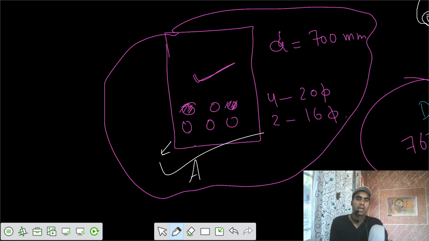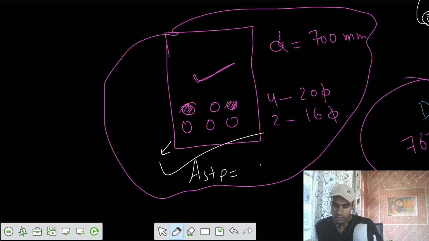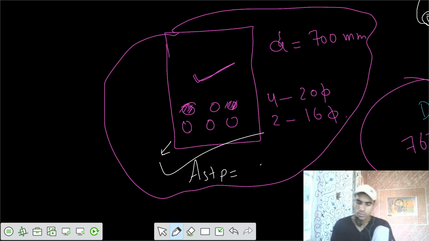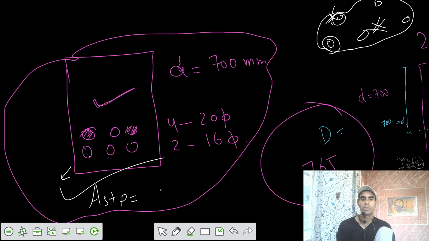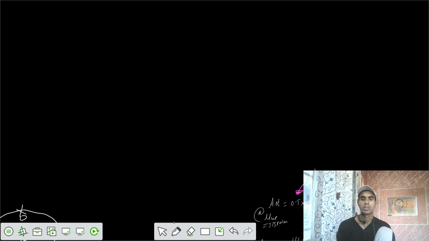And the area AST provided for this case, you can check that also. AST required for this case, you can solve that. You can check that here. Yeah, this was your 25. Okay, you can have different combinations. You can check different combinations.